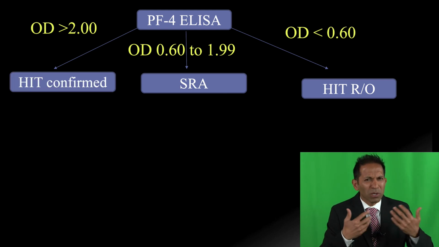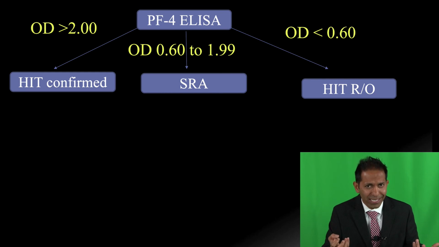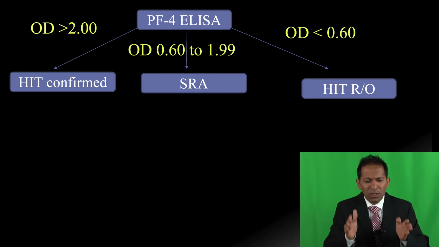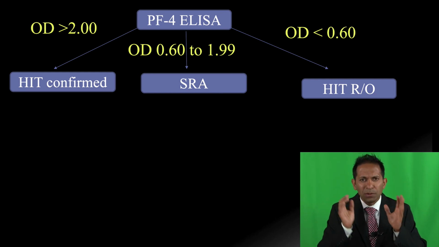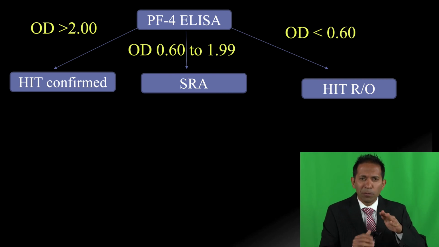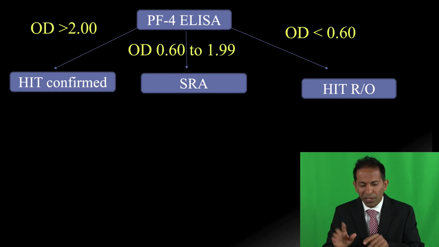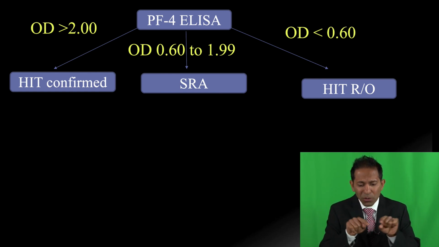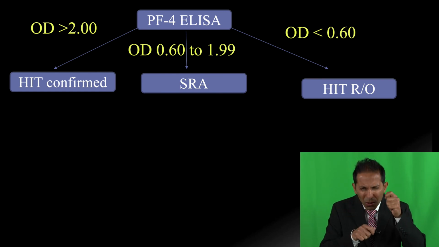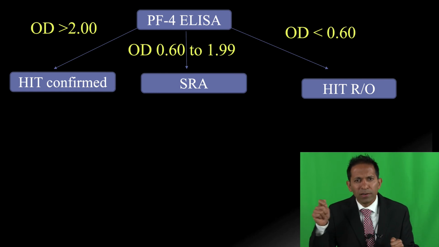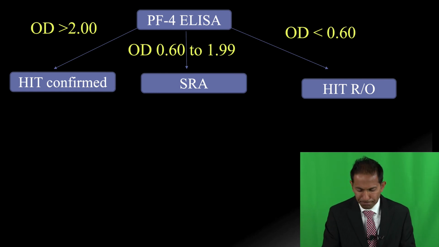Most of the time you don't even have to order serotonin release assay. So it's going to depend on your institution how they report it. In some institutions they will report platelet factor 4 ELISA as positive or negative. But if they are giving you optical density, you can use this flowchart to justify whether you have to order serotonin release assay or not.